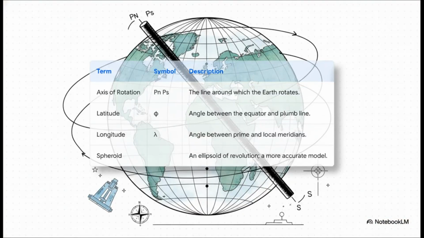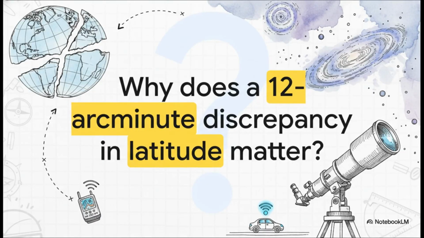So let's just summarize here. The axis of rotation gives us our fundamental reference frame. From that, we derive latitude and longitude. But the crucial takeaway is that the transition from a simple spherical model to a more accurate spheroid model reveals that a single point on Earth can have multiple distinct latitudes, and this is an absolutely critical distinction for geodesy, navigation, and astronomy. We'll conclude with the practical implications of all this.